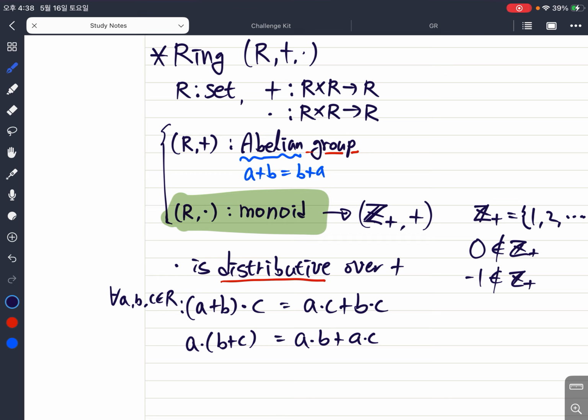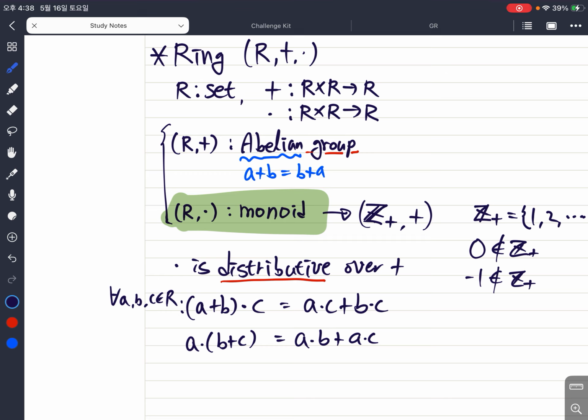Again, a ring is a triple, R, plus, and dot, where R is a set, and plus and dot are just some binary operations. R plus forms an abelian group, and R dot is a monoid. Because an abelian group is strong, if we want to give more conditions, more restrictions maybe, we have to give some monoid conditions. So it should have some extras, like having an inverse, commuting, or having a neutral element. In such a case, we give some special name to this ring.